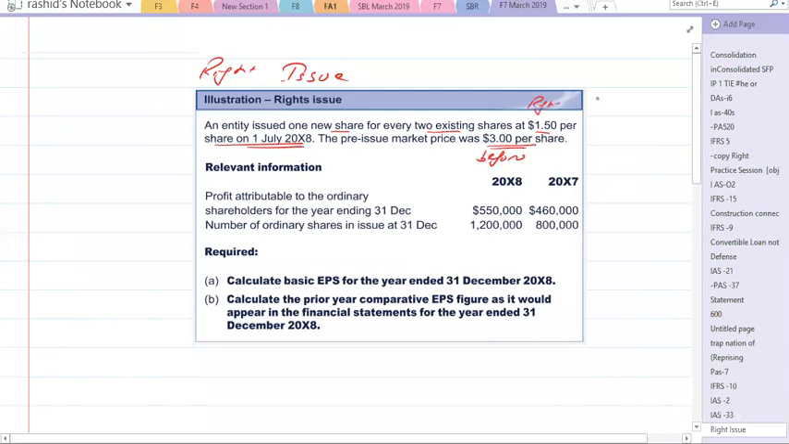Now we need to calculate the theoretical ex-right price. So the shares were 8 lakh, okay? They issued 1 new share for every 2 existing, that is 1 by 2. That means 4 lakh. So 8 lakh plus 4 lakh makes 1.2 million, that is 12 lakh.